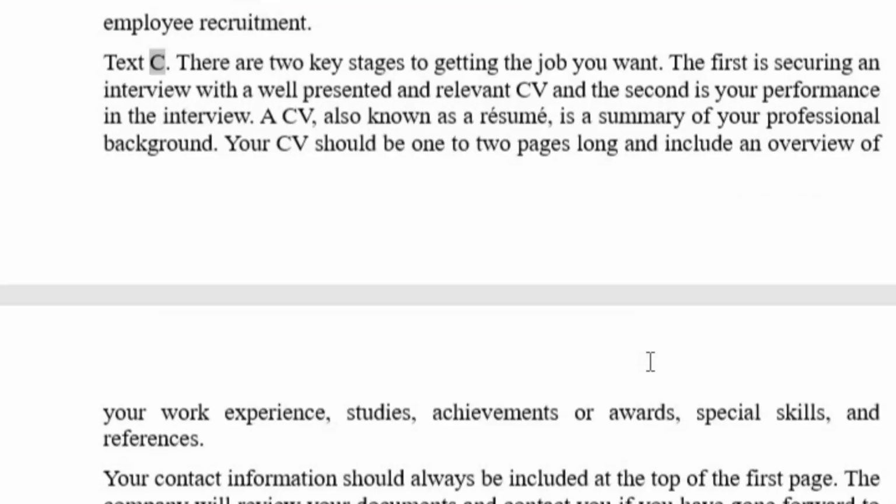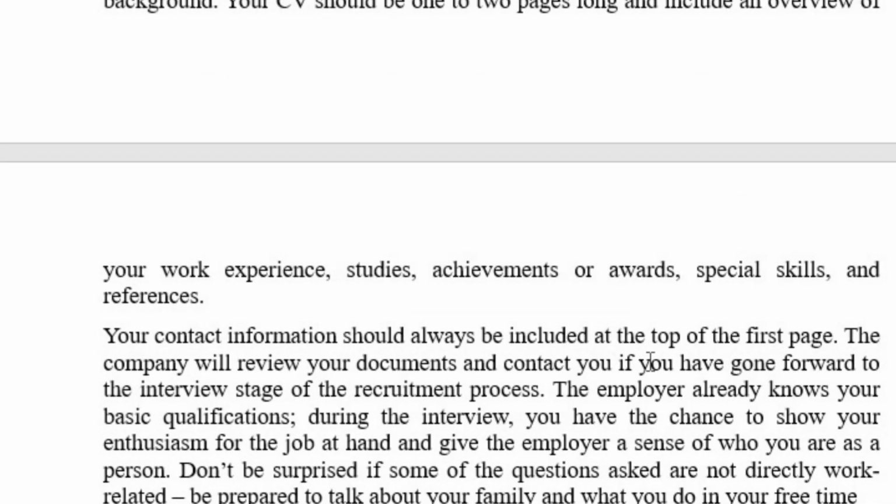Text C. There are two key stages to getting the job you want. The first is securing an interview with a well-presented and relevant CV, and the second is your performance in the interview. A CV, also known as a resume, is a summary of your professional background. Your CV should be 1 to 2 pages long and include an overview of your work experience, studies, achievements or awards, special skills, and references. Your contact information should always be included at the top of the first page.